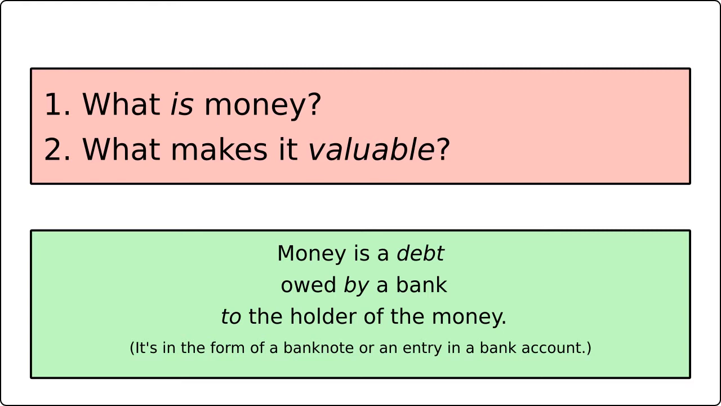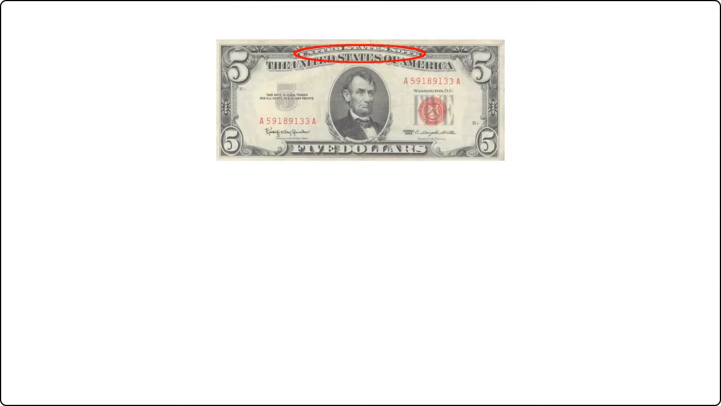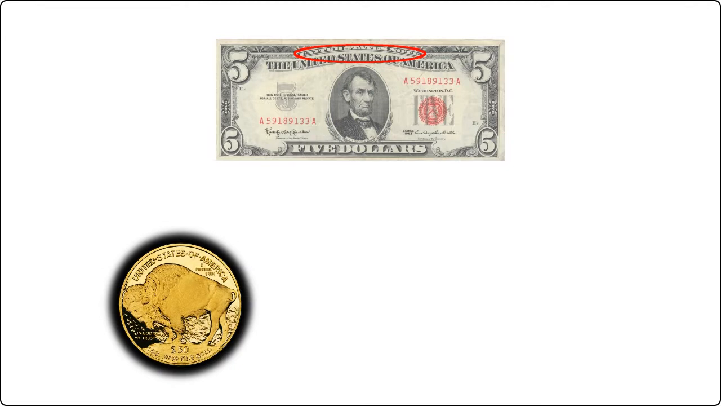There are actually other kinds of money, although they're only a small proportion of the total money in existence. Some money is a debt owed by the government to the holder of the money, such as United States notes, as opposed to the usual Federal Reserve notes in the USA. Commodity money is in the form of a tangible asset, such as a gold or silver coin. That's valuable simply because it's a tangible asset, and it can be treated just like any other tangible asset.